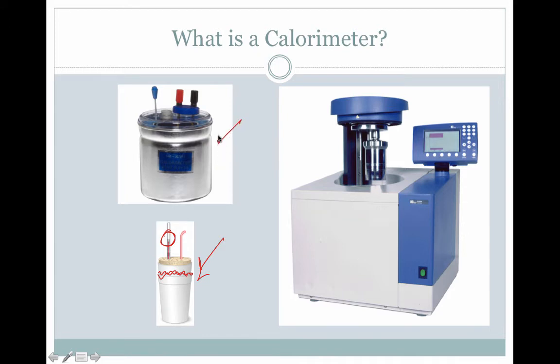This is a more complex version, but it's exactly the same device. We've got a place to put a thermometer right here to measure temperature changes in the water. This connects to a device that allows you to stir the contents to make sure the heat is evenly distributed. And in this case, this is a bomb calorimeter.